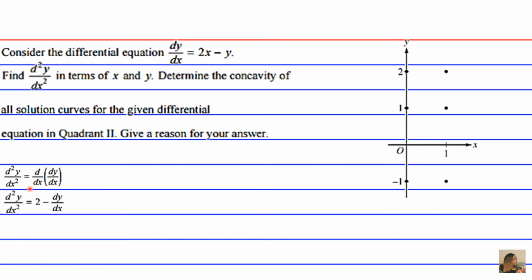So if you distribute d/dx to the first term, 2x, you're going to get 2. And if you distribute d/dx to y, you're going to get d/dx of y, or just dy/dx. But hold on, what is dy/dx? dy/dx is actually this whole thing.